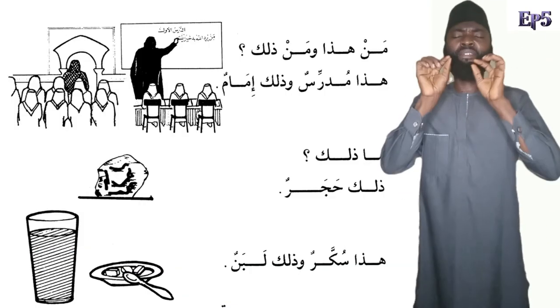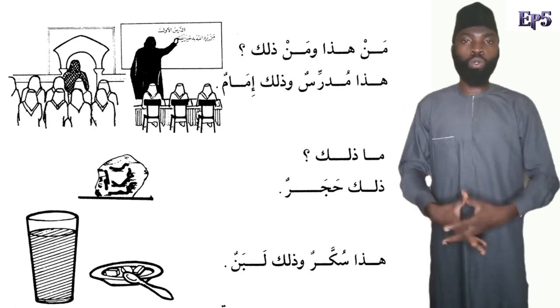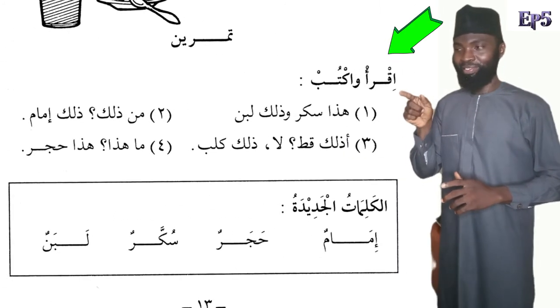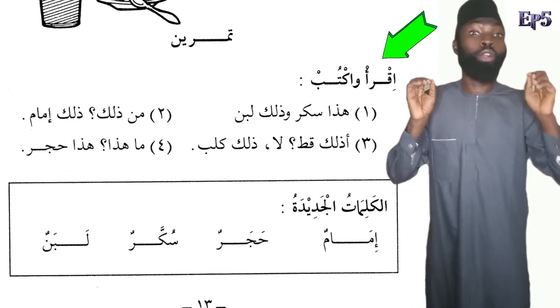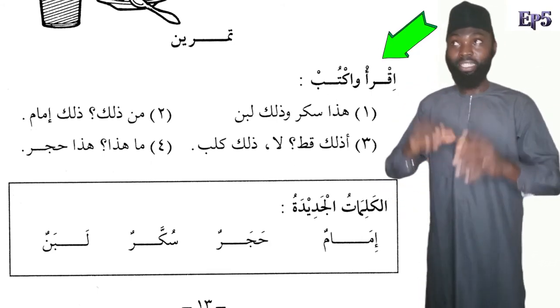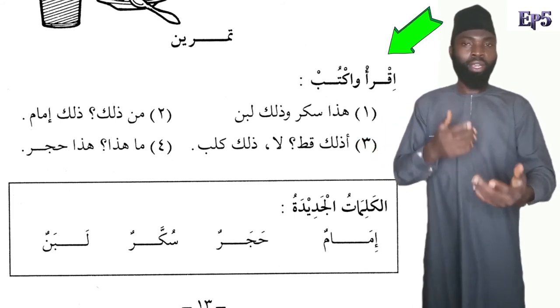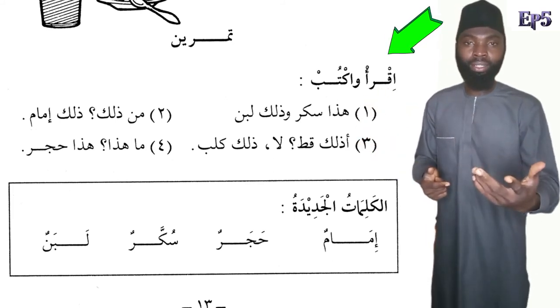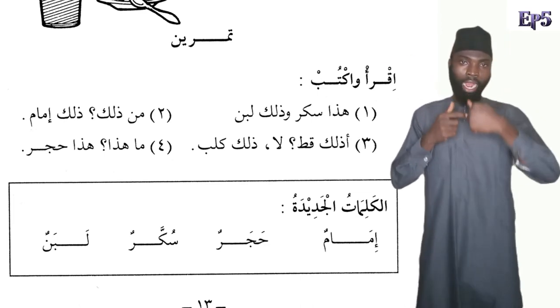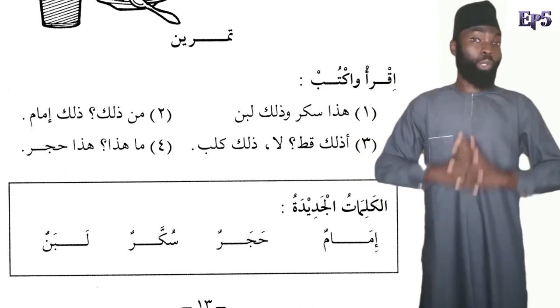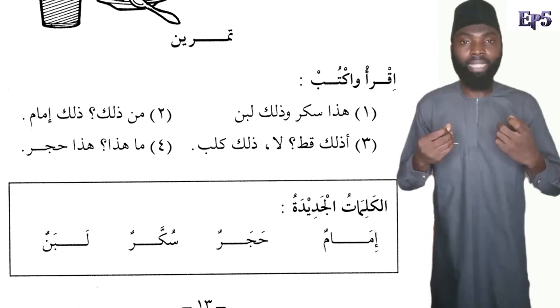MashaAllah. Now we have a very short tamreen just to better your understanding. And the tamreen is ikra. What is ikra? You know that I'm not going to translate this for you from now onward, because you know ikra. Waktub. Ikra waktub. Read and write. So you're going to read this and write it. Make sure you are doing your homework, as this will better your understanding.